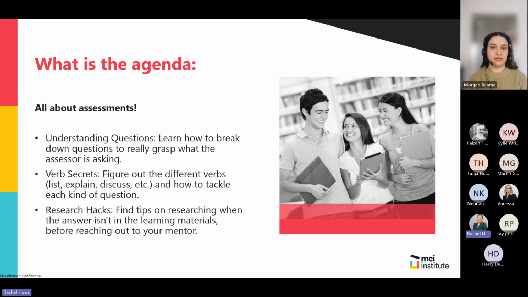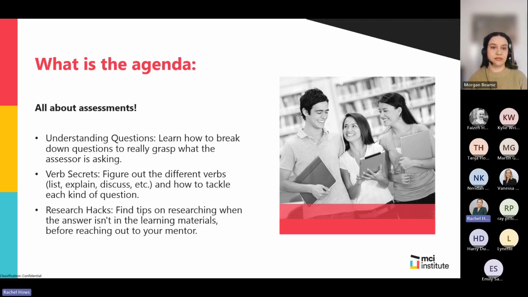So the agenda for today is all about assessments. We're going to look at understanding questions, learning how to break down questions to really grasp what the assessor is asking. The verb secrets, figuring out the different verbs, for example, list, explain, discuss, etc., and how to tackle each kind of question. And lastly, research hacks, finding tips on researching when the answer isn't in the learning materials before reaching out to your mentor.